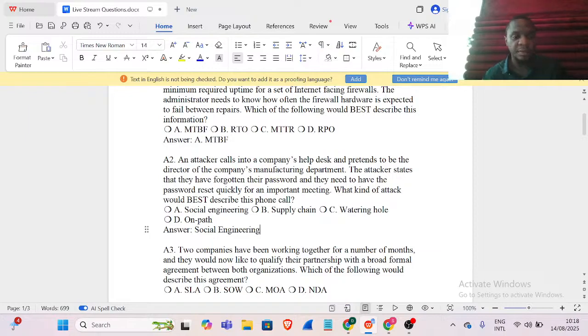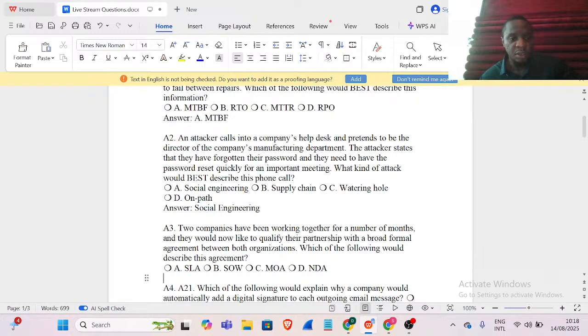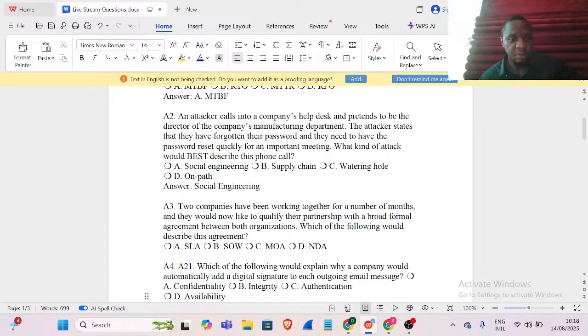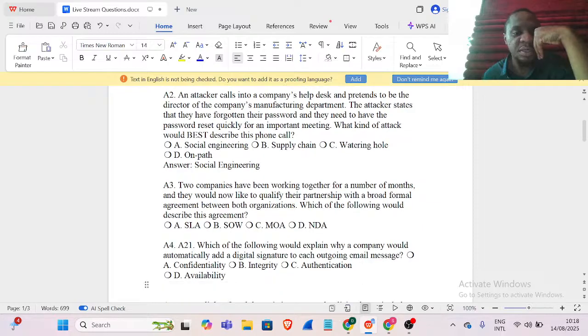Then move on to number three, which is: companies have been working together for a number of months and they would like to verify the partnership with a broad formal agreement between both organizations. Referring to the options, SLA, service level agreement, is very specific. It gives specific information between the two parties, but it does not qualify the relationship. So there's no specific information.